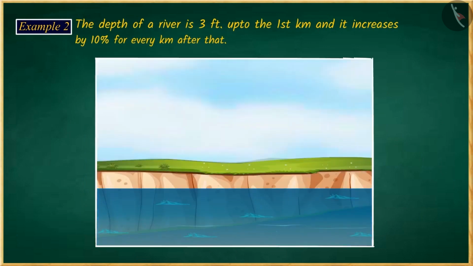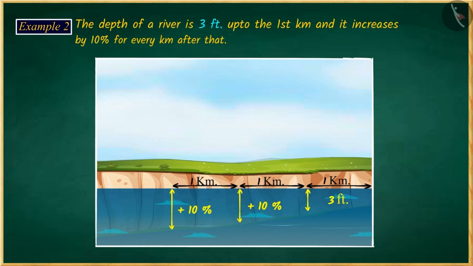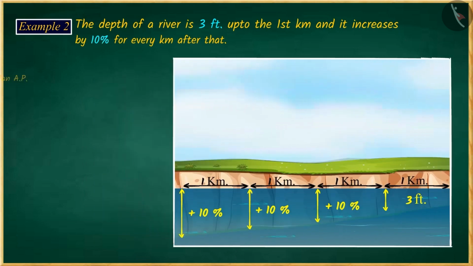The depth of a river is 3 feet up to the first kilometer, and then with every kilometer, its depth increases by 10%. Will the obtained series be an arithmetic progression or not? Pause the video to solve the question and then match your answer. Let us first write a list for the given situation.